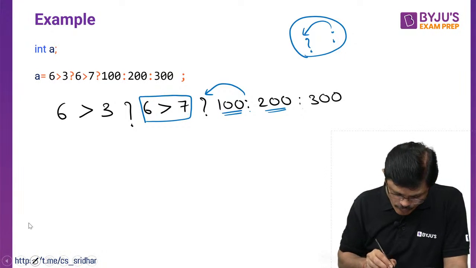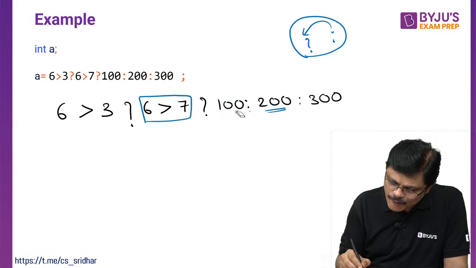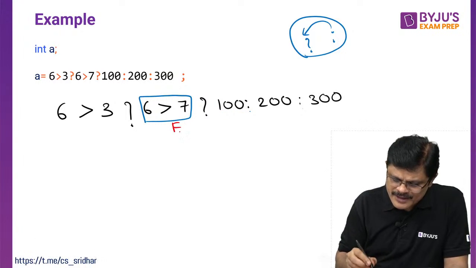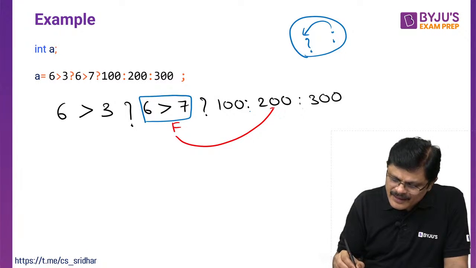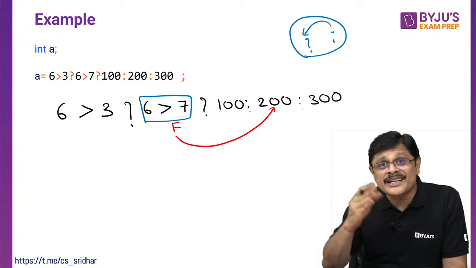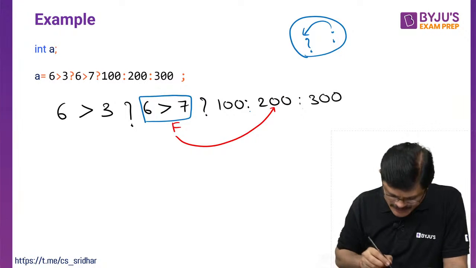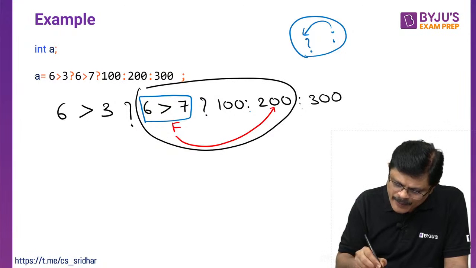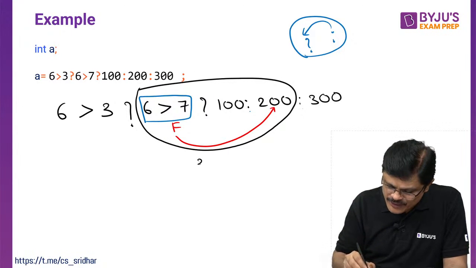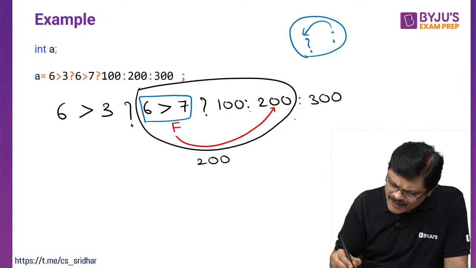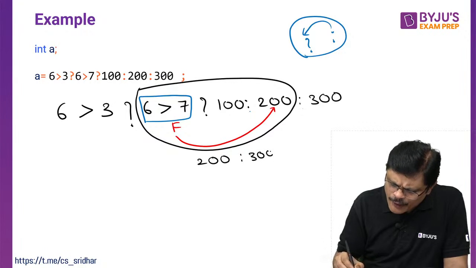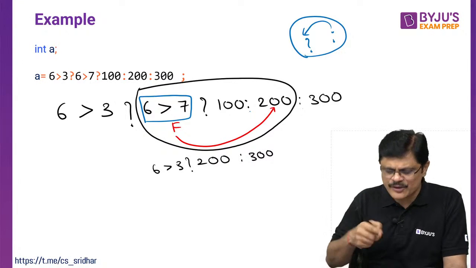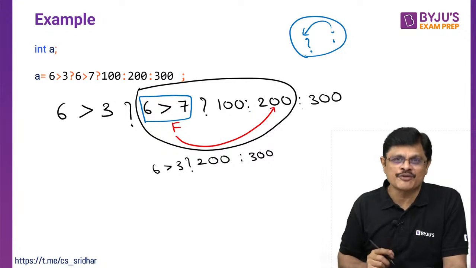So because it is false, the second expression gets evaluated, that is 200. So the answer for this conditional expression would be 200. The rest of it is 300. If you want, you can rewrite this for our convenience, or from this only you can understand. Now this reduces to this form.